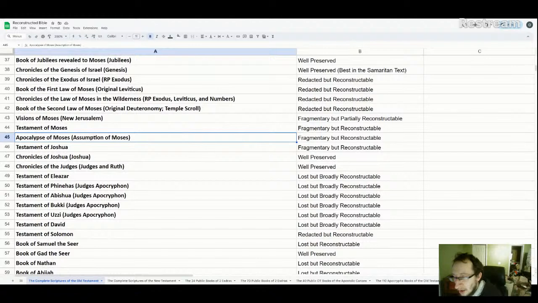We also have how long the book was: 1,400 lines for the Assumption of Moses, 1,100 lines for the Testament of Moses. So the Assumption of Moses we can reconstruct very well, almost perfectly, 100%. We can reconstruct it based on everything we have: the quotes, the beginning of the book, and how long the book was.